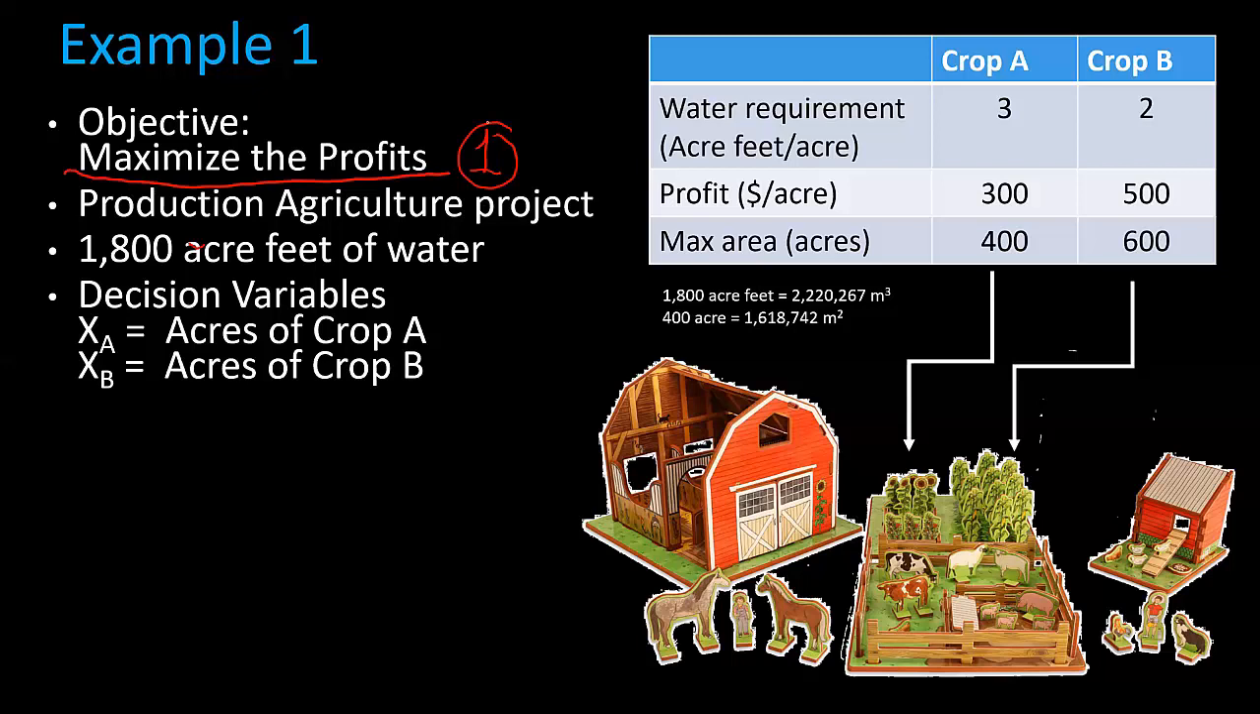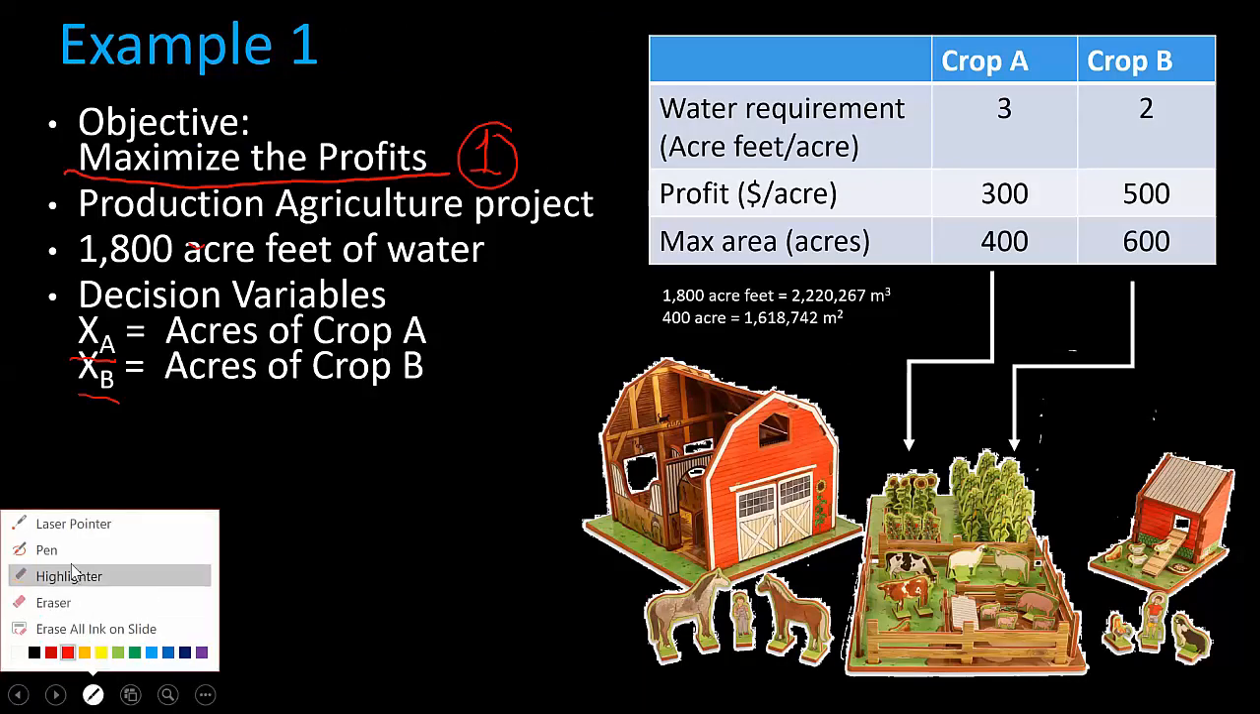Now, do we have any decision variables? Yes, they are already mentioned here. So we want to maximize the profit to find the acreage of the 2 crops that we know how to grow in order to maximize those profits. So in this case, it will be the acreage of the crop. We have XA and XB. Those are our decision variables.